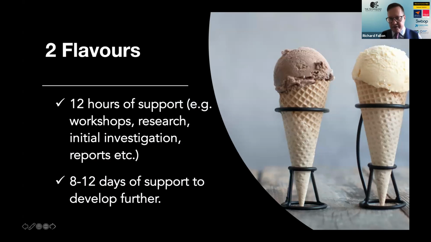So there's two flavors of support with this. There's 12 hours of support. That's usually workshops, research, listening, investigation. If that works out well, then you get 8 to 12 days of support to develop your idea or whatever it is further.